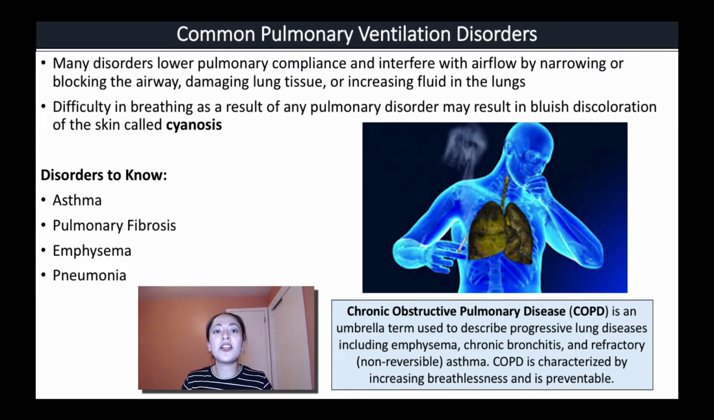One term I would just like to mention is chronic obstructive pulmonary disease, or COPD. This is an umbrella term used to describe progressive lung diseases, including emphysema, chronic bronchitis, and irreversible forms of asthma. COPD is characterized by a very difficult time breathing. The crazy thing about it is that it's usually preventable. It's usually caused by smoking or exposure to air pollutants. The amount of money that goes into trying to treat people with chronic obstructive pulmonary disease is extremely high. And the sad thing is that most of the time it could be prevented in the first place.